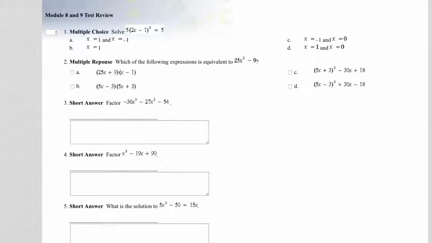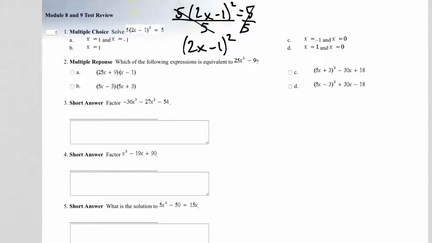The first thing I'm going to do in this one, I'm going to rewrite it over here so you guys can see better. (2x minus 1) squared equals 5. First thing I'm going to do is divide both sides by 5 to get rid of it. The 5 cancels, the 5 cancels, so what I'm left with is the quantity (2x minus 1) squared equals 1.